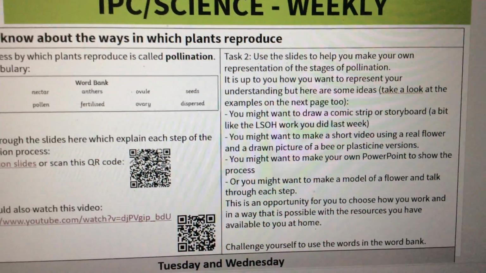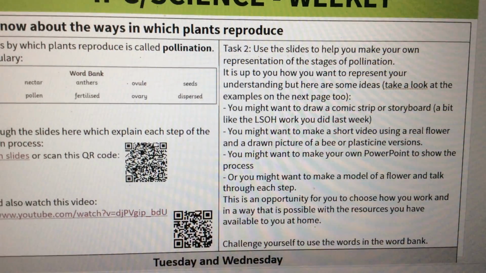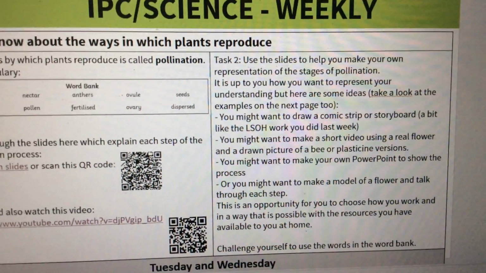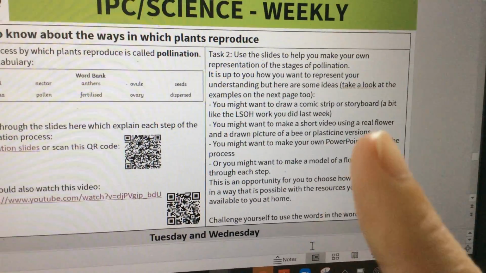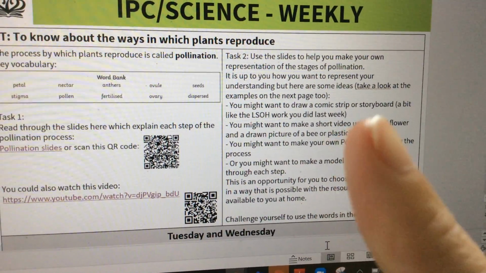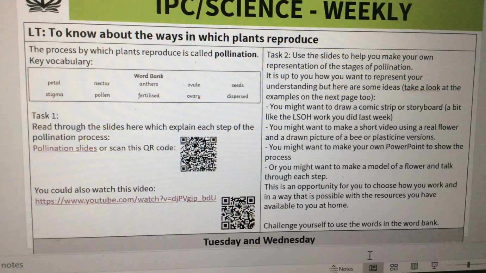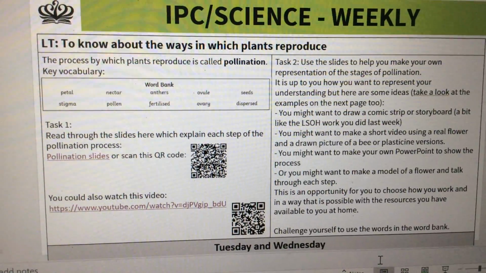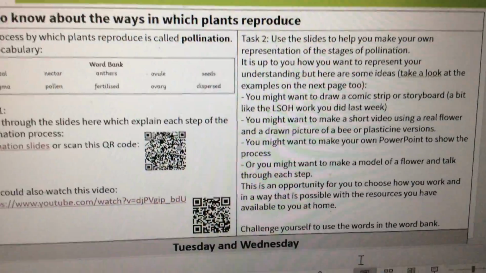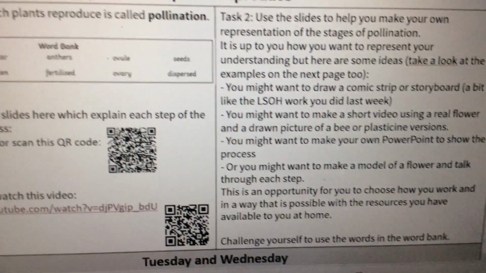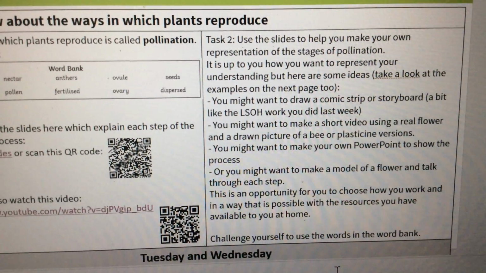So you might want to do a comic strip, just like we did for Little Shop of Horrors last week for your storyboard. You might want to number each box and show what happens in the correct order. Lots of you did that brilliantly last week, so you might want to do something similar to show pollination. You might want to make a video, so you might want to get real flowers, or draw pictures of flowers and bees, or use plasticine and make a video, and you might want to talk over what you're doing to show the steps. So a bit of a video there.